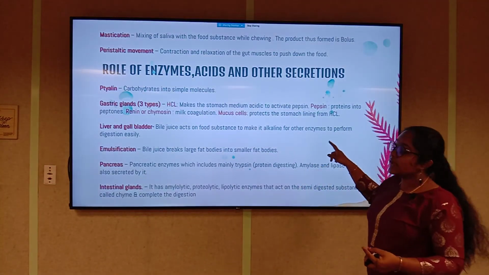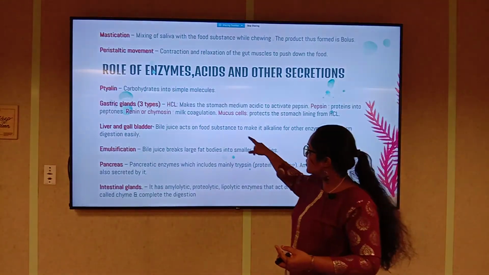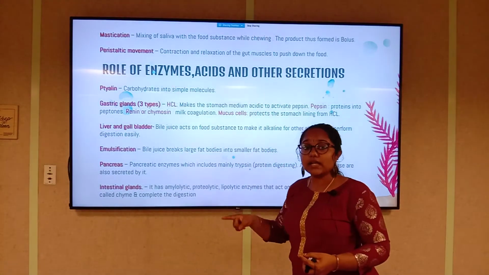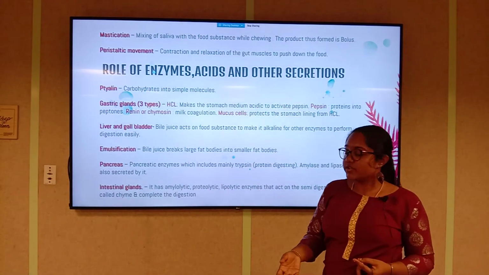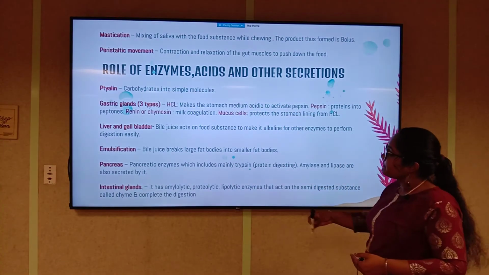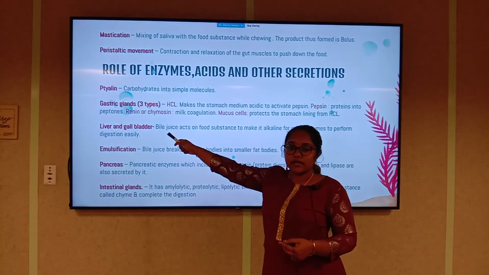Clear? Now you hear people with stomach ulcers and acidity and all. It is because when there is increased secretion of HCl in the stomach than the required amount, there will be a burning sensation in the stomach. Clear? Now the next one is liver and gallbladder.